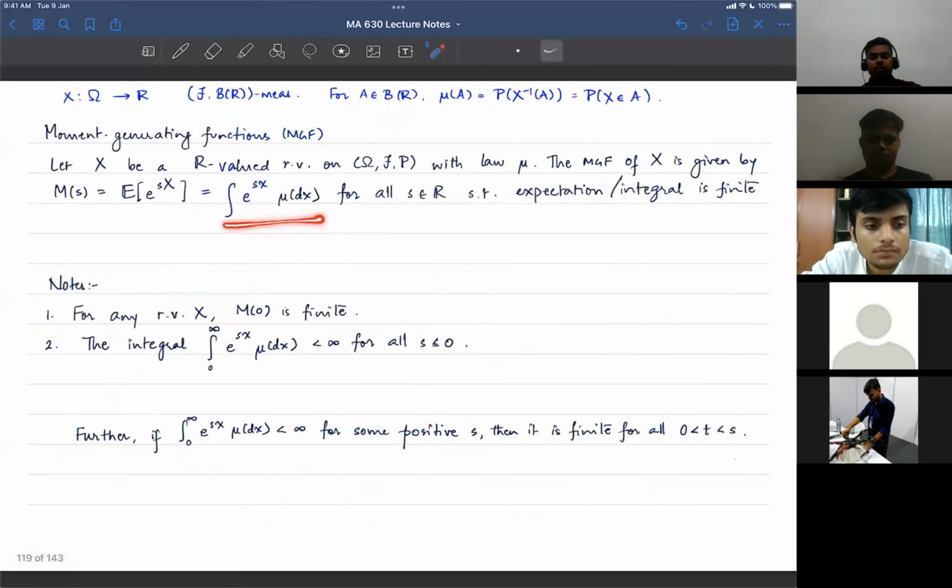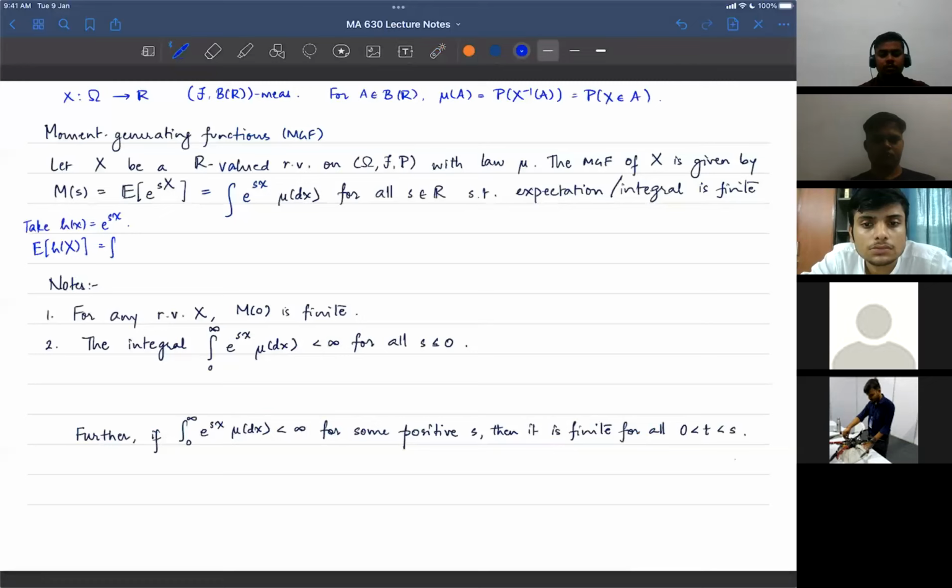That's how we got this. So here what I've done is I've basically taken h of x equals e to the sx, and then expectation of h of x equals the integral e to the sx mu dx. So this is basically the change of variable formula we had.